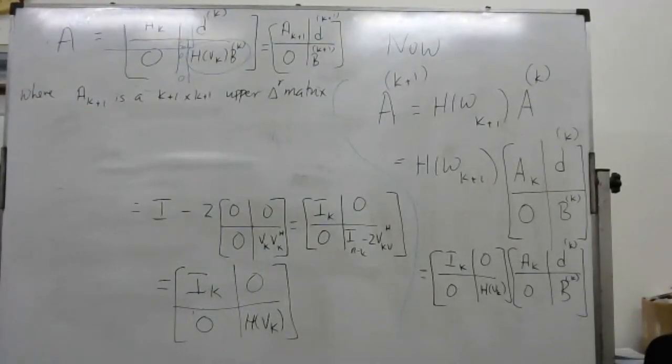So that proves that if the first k steps are true, then the k plus first step is also true. So that is enough to prove the whole thing by mathematical induction, because we already proved step 1, and now we assume the first k steps are true, and we prove that it works for step k plus 1. So then it will work for all steps up to k running from 1 to n minus 1. Okay? So that is how to do the elimination by using elementary Hermitian matrices.